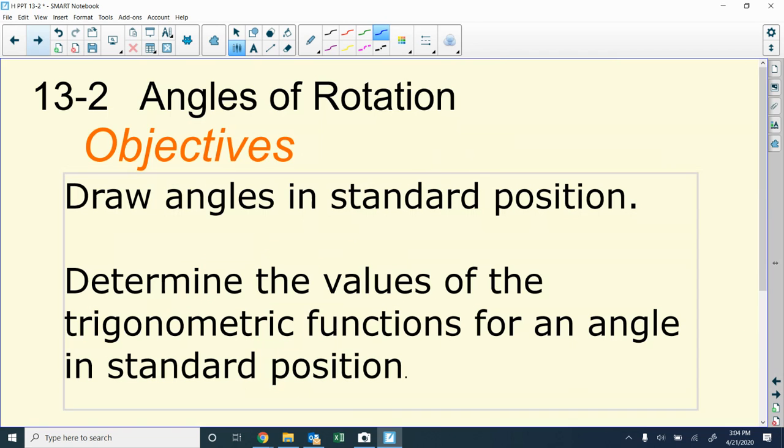And let's get to today's lesson, and that is angles of rotation. So a couple things we're going to do. We're going to draw angles in standard position, which is pretty easy. And we're going to be finding some trig values for an angle in standard position. So I think you'll catch on pretty good. So let's get to it.